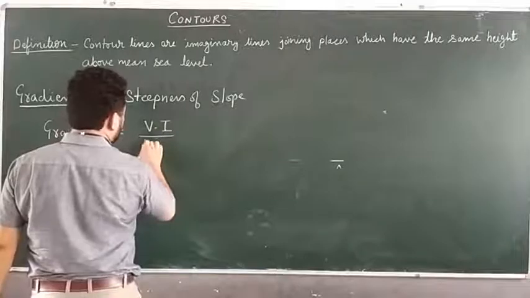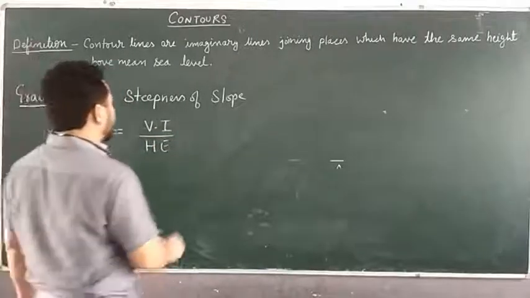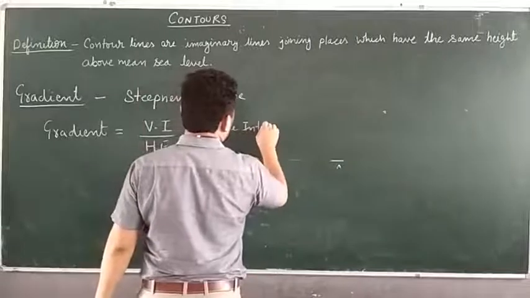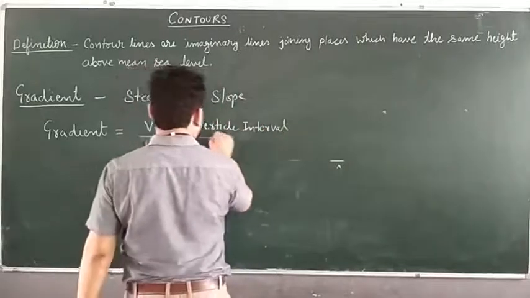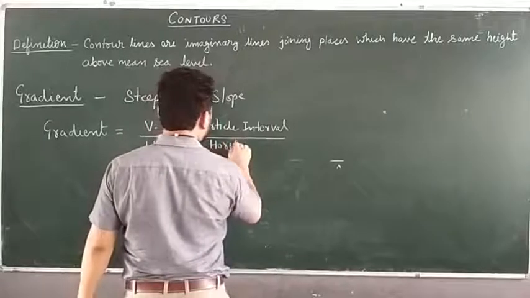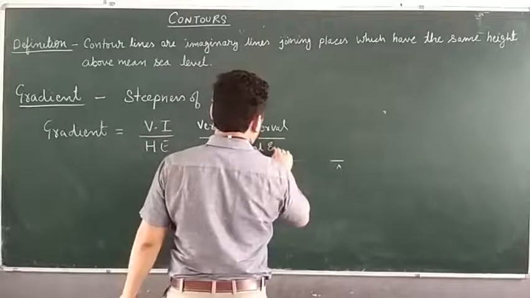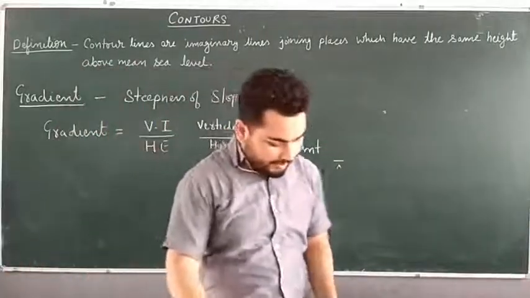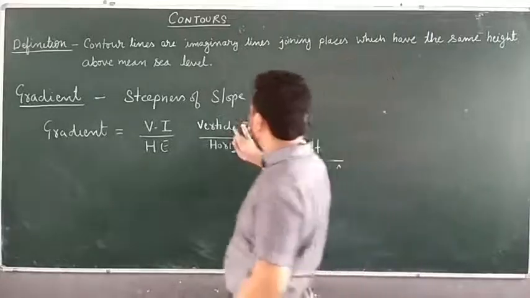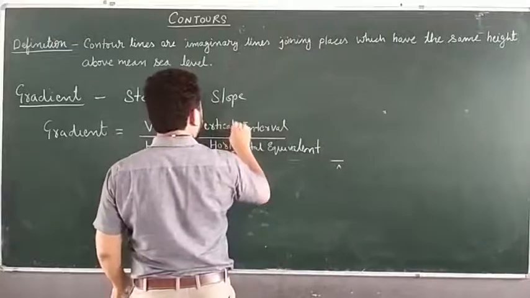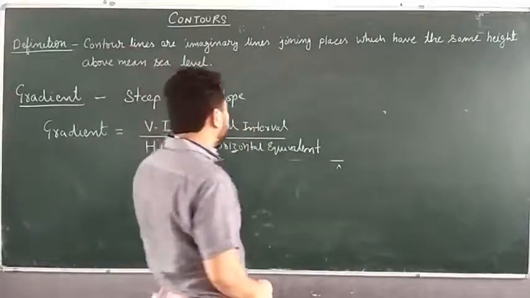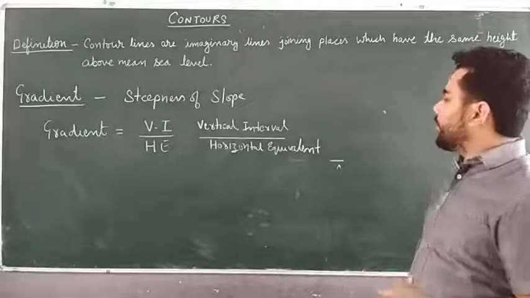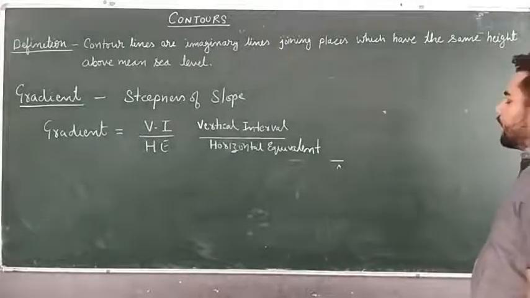the VI upon HE formula. VI stands for vertical interval, and HE stands for horizontal equivalent. Vertical interval and horizontal equivalent. Now, what is the meaning of vertical interval and horizontal equivalent? How do we find out this vertical interval and how do we find out horizontal equivalent?